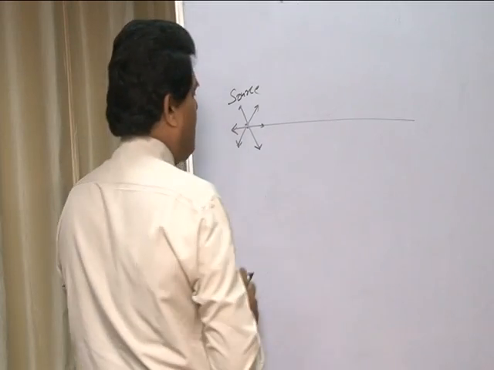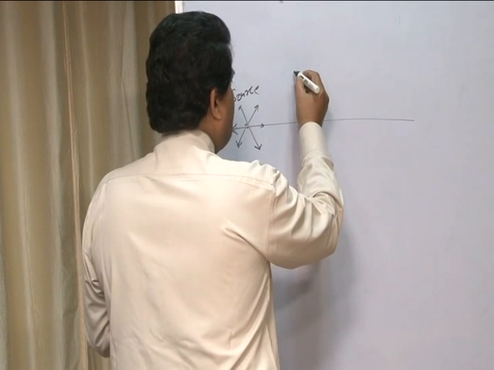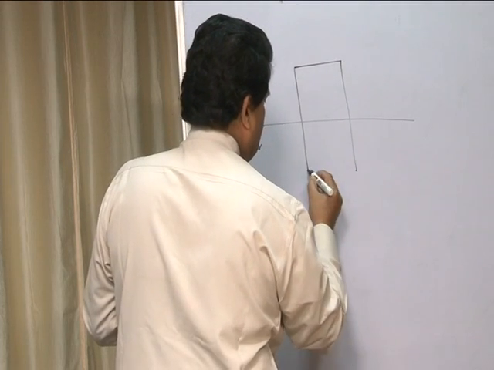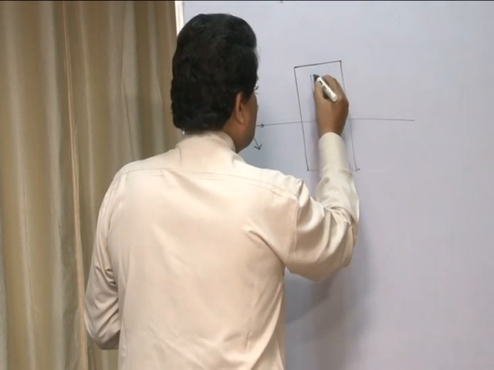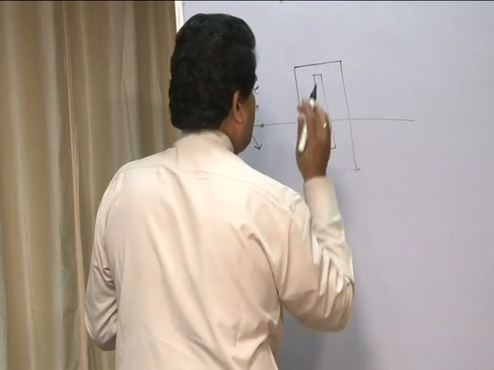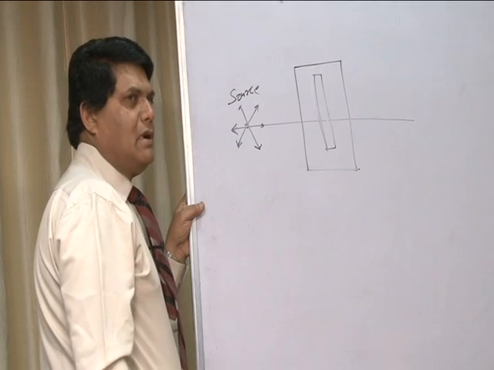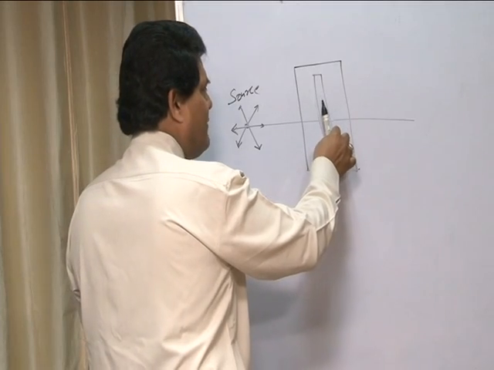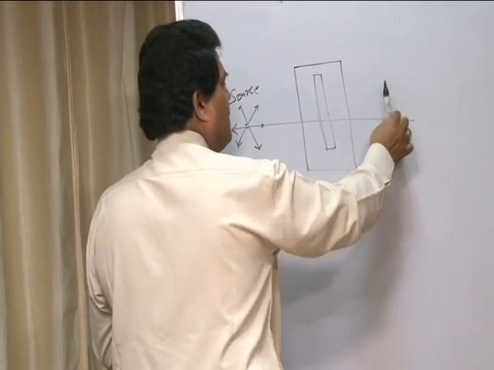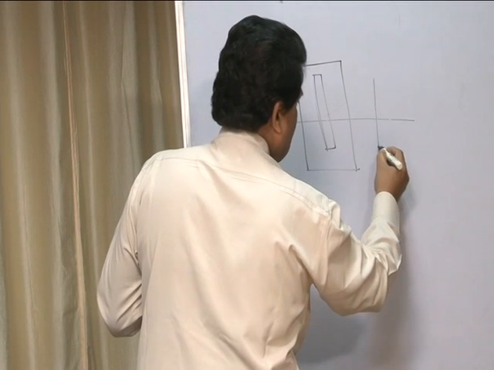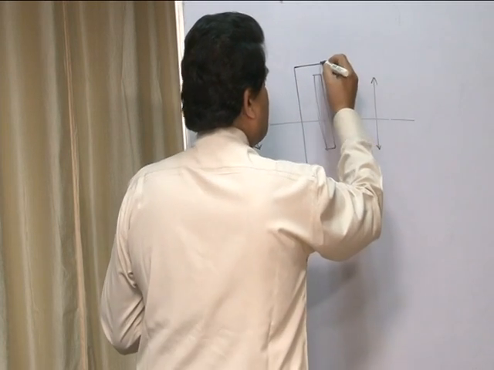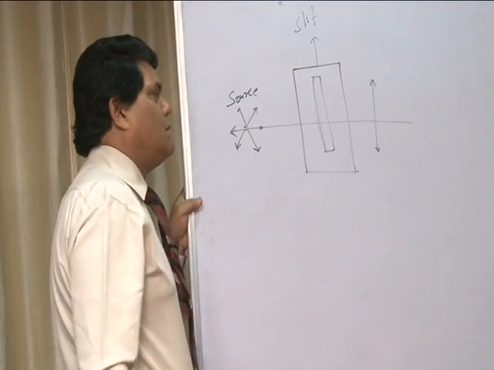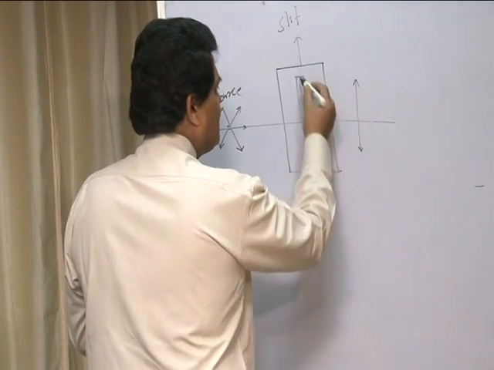Then in front of this, suppose I use an object which has only a vertical slit. What this vertical slit does is, whatever light vibrates in all directions, this slit will allow the vibrations to pass in only a particular direction. So this slit allows the vibration of the particles only in the direction of the slit.